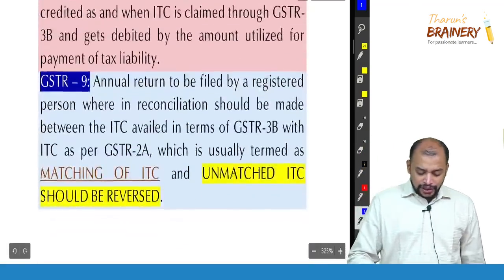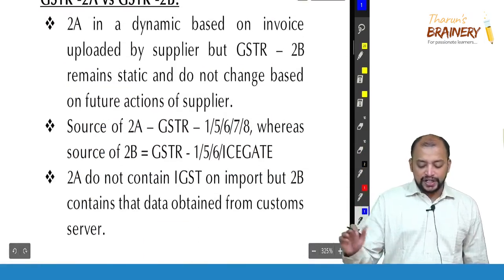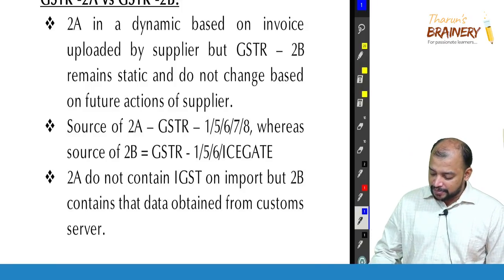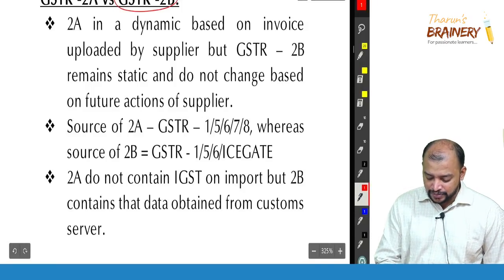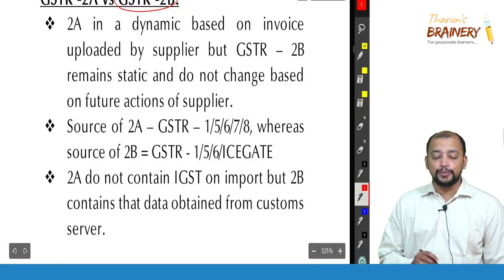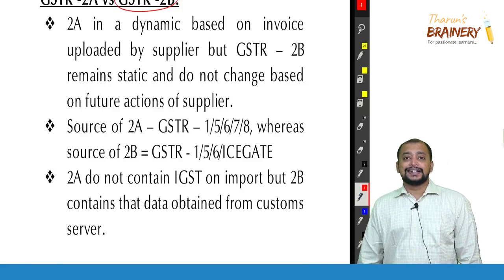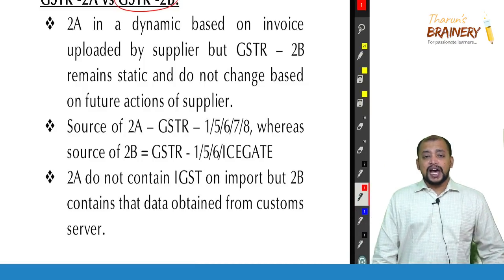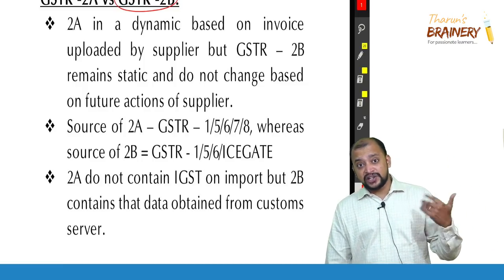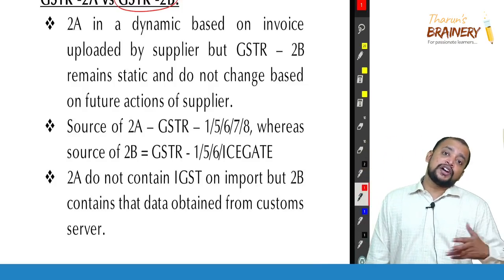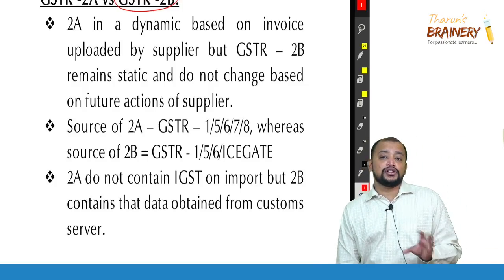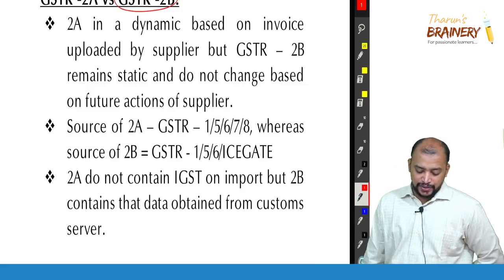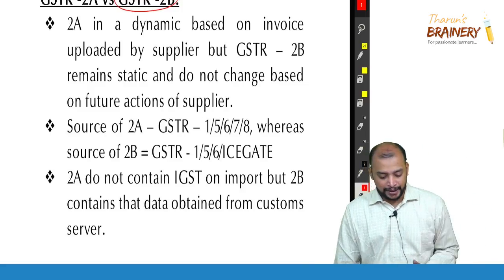Now here you need to understand the difference between 2A and 2B. 2B is a latest amendment applicable for the May 21 exam, so you must be knowing what 2B is. 2A is a dynamic document based on invoices uploaded by the supplier. As and when GSTR 1 of the prior period changes, 2A will automatically change. But 2B remains static and does not change based on the future actions of the supplier.